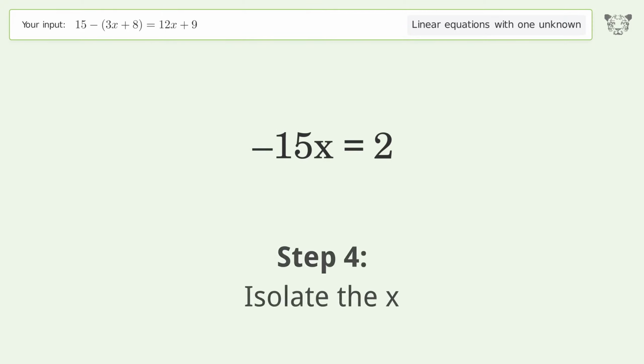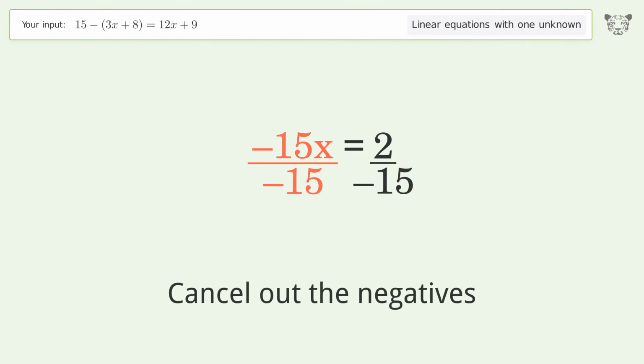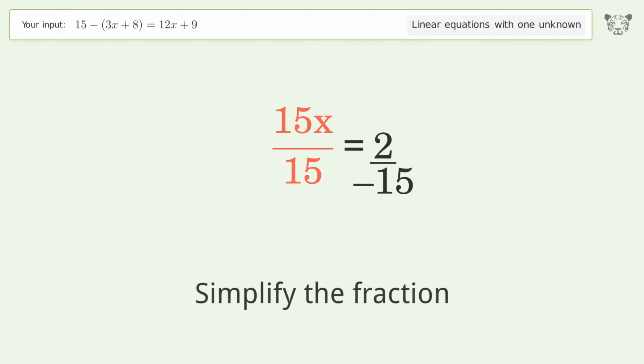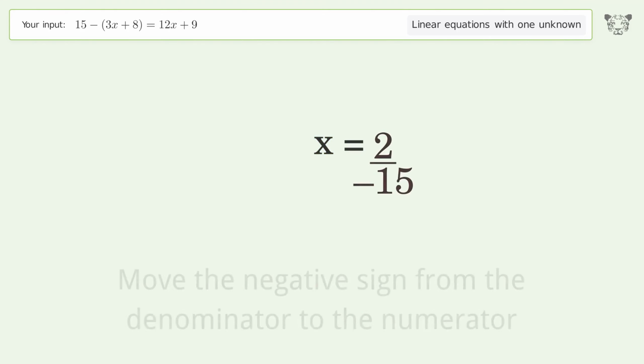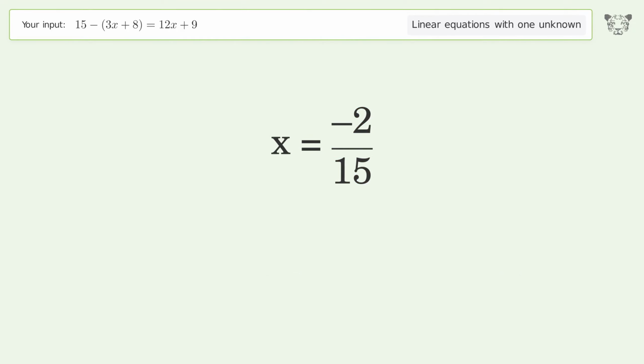Isolate the x. Divide both sides by -15. Cancel out the negatives. Simplify the fraction. Move the negative sign from the denominator to the numerator. And so the final result is x equals -2/15.